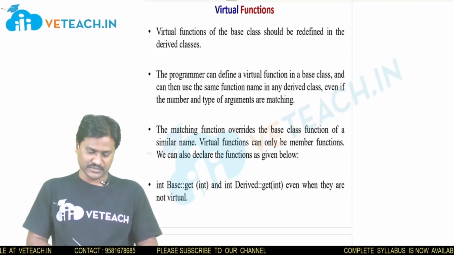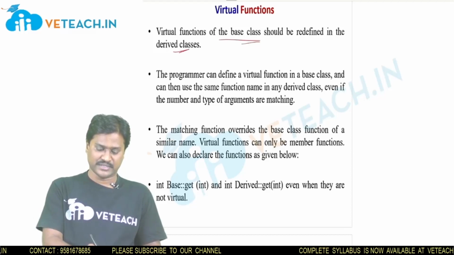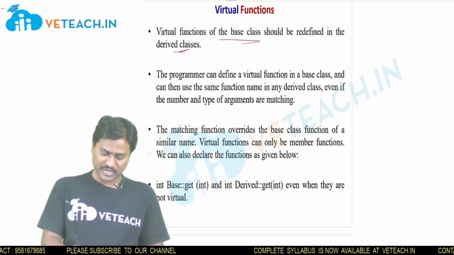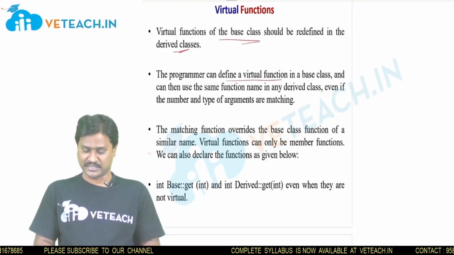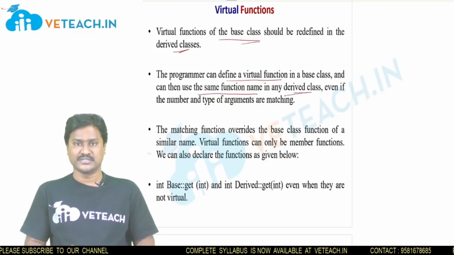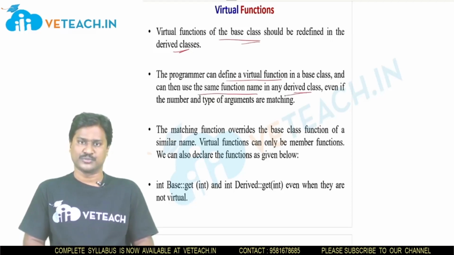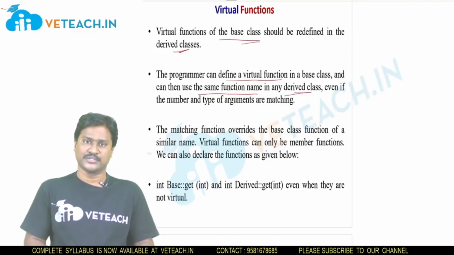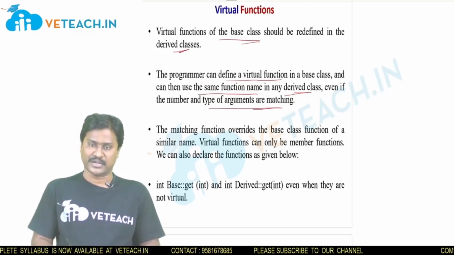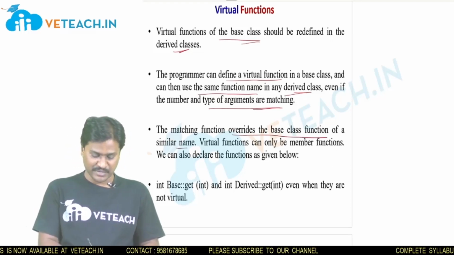Coming to the virtual functions, we know that virtual functions of the base class should be redefined in the derived class. This can be done only using the virtual keyword. Here the programmer can define a virtual function in the base class and use the same function name in any derived class. This is the feature; otherwise there may be a name collision without the virtual keyword, but by using the virtual keyword we can overcome this, even when the number and types of arguments match. The matching function overrides the base class function of a similar name.